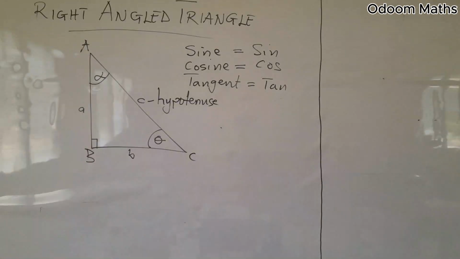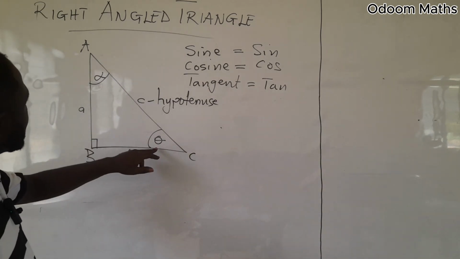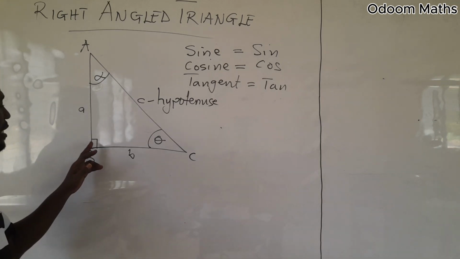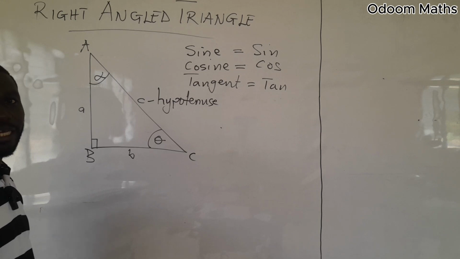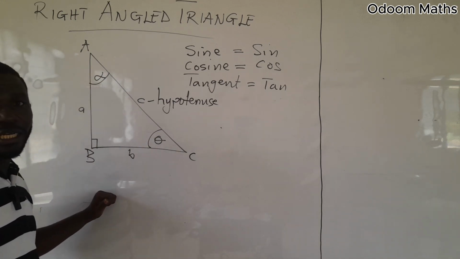Now let's consider the angles in the right-angled triangle. If this is 90, then when we add the other two angles, we should get 90 degrees. So this and this give us 90, plus the 90 will give us 180 degrees.